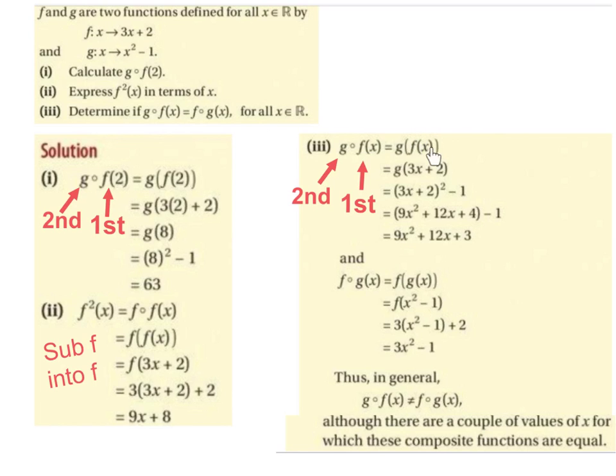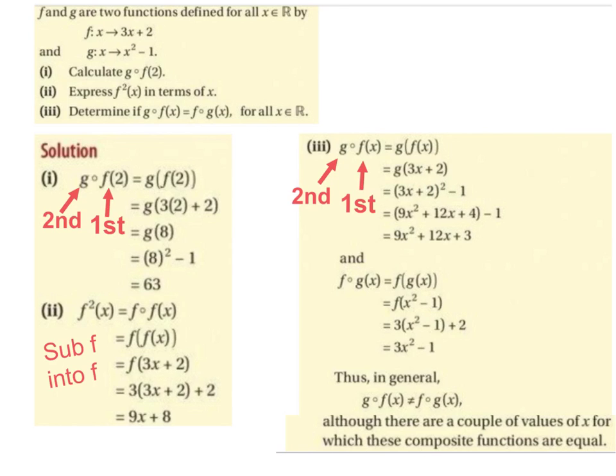So we have f of x inside these brackets, so we literally just write down our function, which is f of x, 3x plus 2. So I got that from up here, f of x equals 3x plus 2. Then I'm going to apply the g function. So my g function is x squared minus 1. So I'm swapping the x for 3x plus 2. So it's 3x plus 2 squared minus 1.